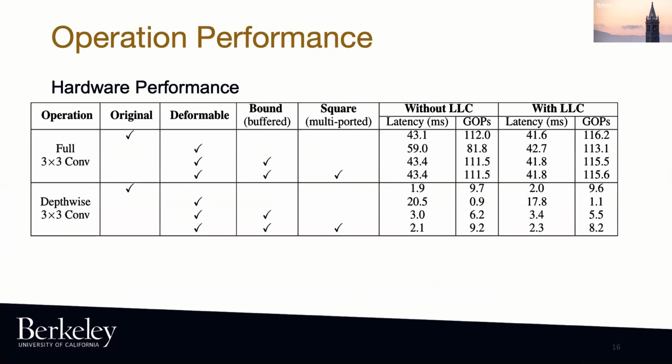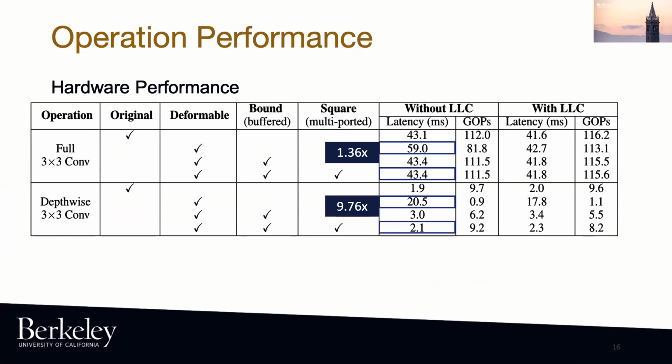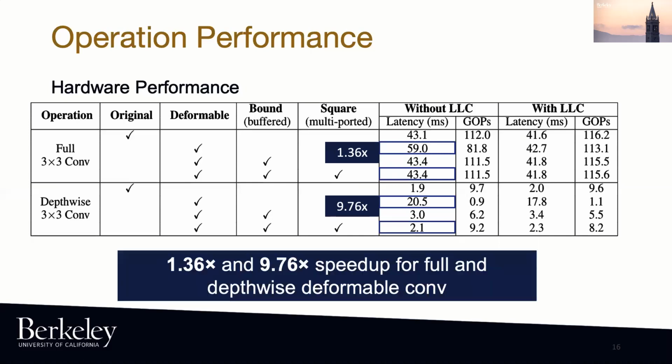And this table here shows the inference latency on the co-designed hardware with each modification in the operation. It shows that our hardware achieves 1.36 times speedup for full deformable convolution and 9.76 times speedup for depthwise deformable convolution. And with this co-design methodology, the deformable convolution becomes very close to the original regular convolution in terms of the inferencing latency.